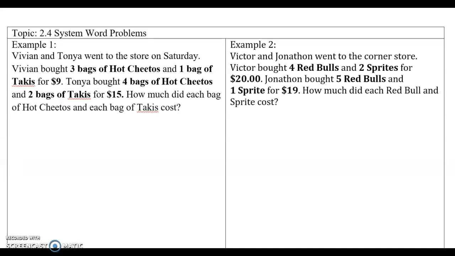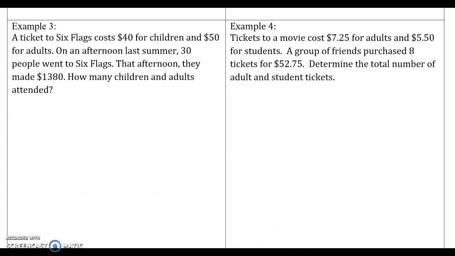So now we're going to look at the second example 3. Okay, we're still writing word problems, but the word problem is going to be written a little differently. So a ticket to Six Flags costs $40 for children and $50 for adults. So let's write that down. 40 children, so that's 40C, plus 50 adults, so that's 50A.